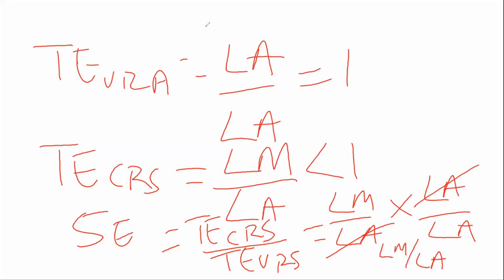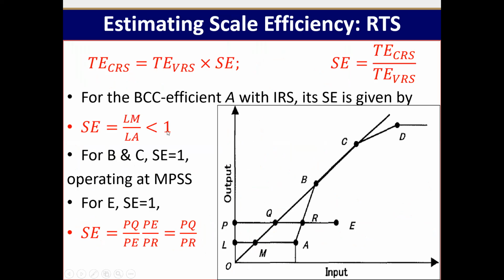Now come here, and look at the thing. So you can see that the scale efficiency here is given by LM over LA, which of course is less than 1. And that shows that the firm is not constant returns. So when you look at a firm like firm A, that firm is exhibiting increasing returns. So when the scale efficiency is less than 1, it simply means that that firm is exhibiting increasing returns to scale.